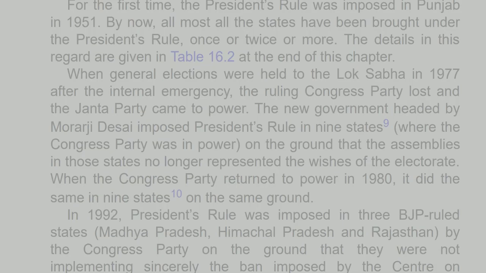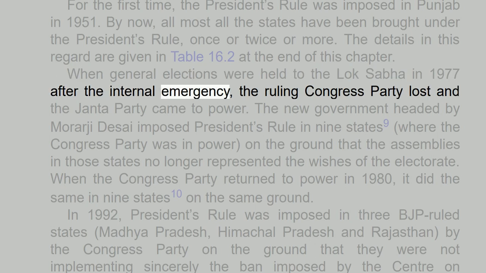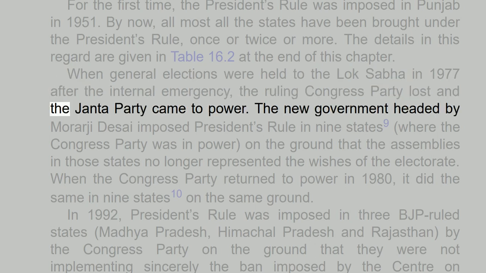For the first time, the president's rule was imposed in Punjab in 1951. By now, almost all the states have been brought under the president's rule, once or twice or more. The details in this regard are given in Table 16.2 at the end of this chapter. When general elections were held to the Lok Sabha in 1977 after the internal emergency, the ruling Congress party lost and the Janata Party came to power.